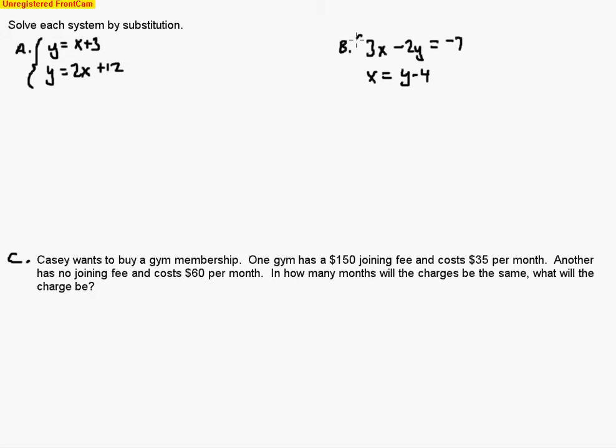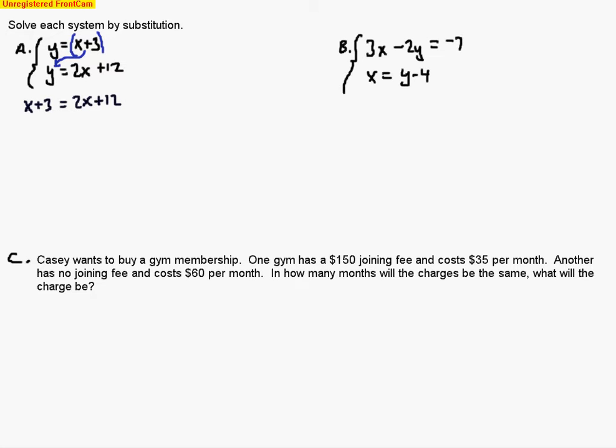So let's take a look at our first problem, and it is one in which we have y equals x plus 3. So whenever you have an expression equal to a variable, set it equal. Put it in place of the y in the equation below. And let's rewrite what we've got. So in place of that y, we're writing x plus 3. And then we rewrite what y equals also. It's just 2x plus 12.